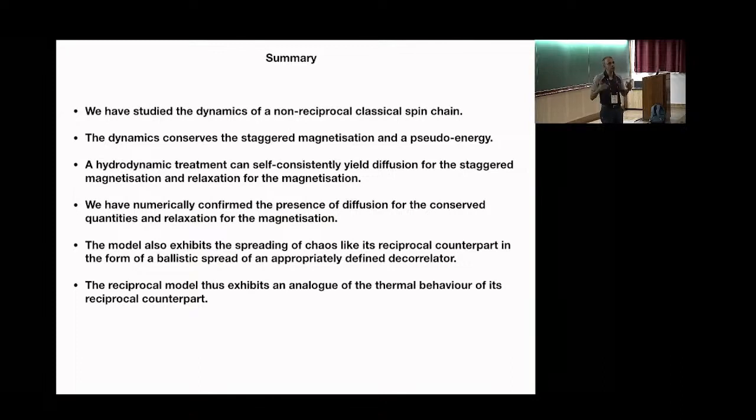There's no Hamiltonian that you can write down for the system. But at least in terms of the behavior of the conservation laws and the spreading of chaos in the system, one can make an argument for an analog of thermalization existing in this non-reciprocal model. And we're also in the process of trying to understand this a little better. What would this, in quotes, thermal steady state actually be for this non-reciprocal model? So all that is ongoing work. So thank you very much for your attention.